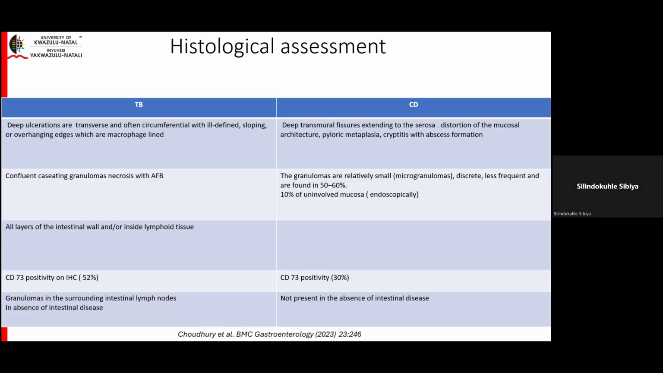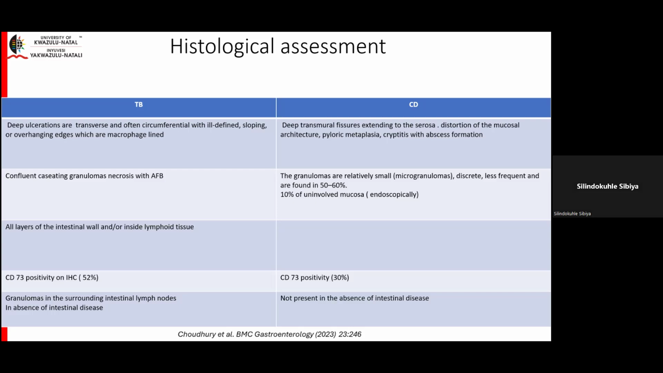In TB, you may find confluent caseating granulomas with acid-fast bacilli, while in Crohn's disease, the granulomas are relatively small, so microgranulomas. They're discrete, less frequent, and are found in 50 to 60% of patients, and they are found in 10% of endoscopically uninvolved mucosa.